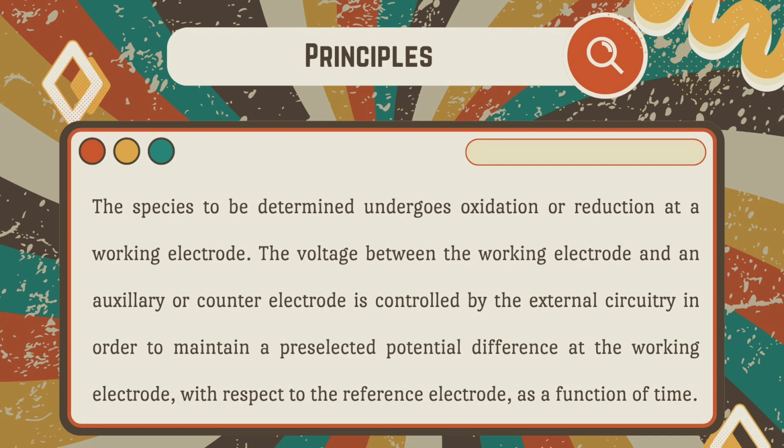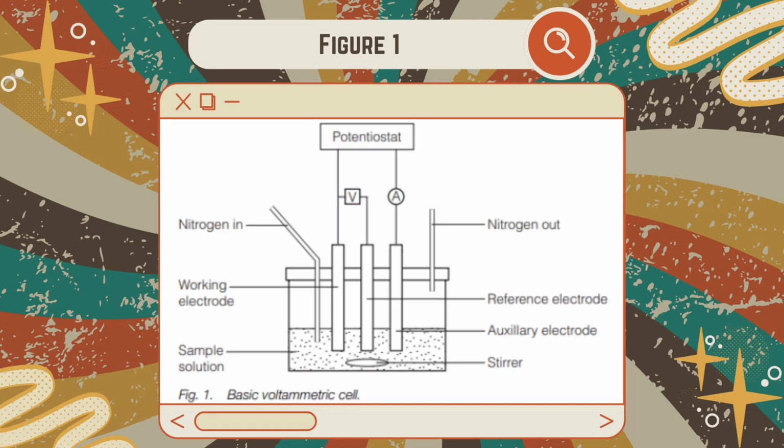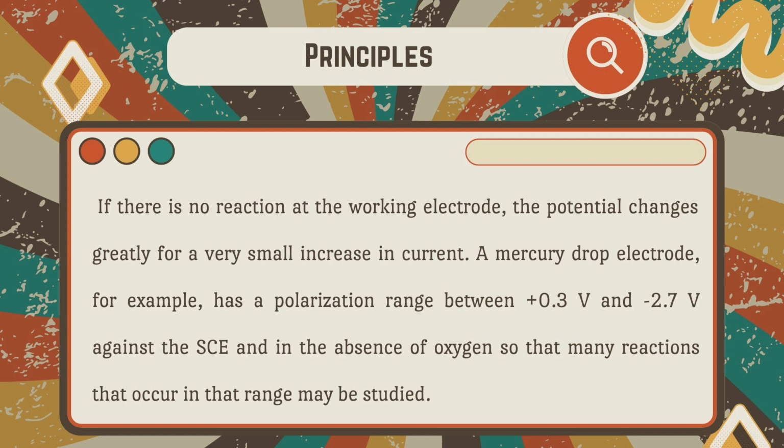With respect to the reference electrode as a function of time, a typical voltammetric cell, shown in figure 1, has a working electrode, reference electrode, and an auxiliary electrode and contains the solution to be analyzed. Often the solution is deaerated with nitrogen to prevent interference due to the reduction reactions of oxygen. If there is no reaction at the working electrode, the potential changes greatly for a very small increase in current.